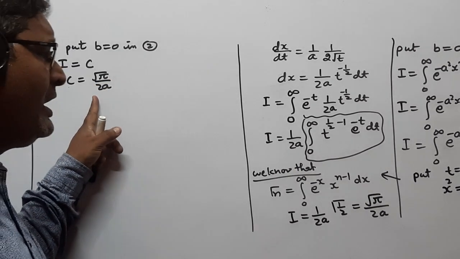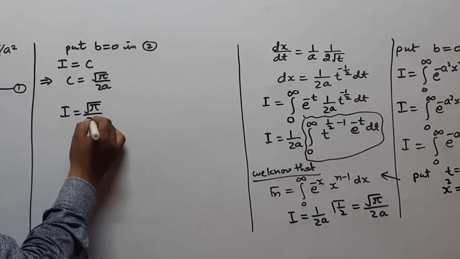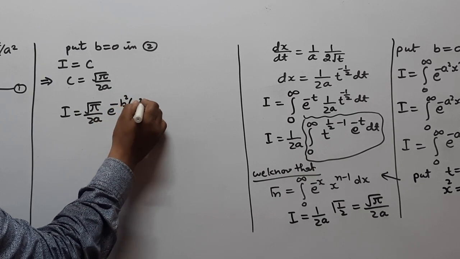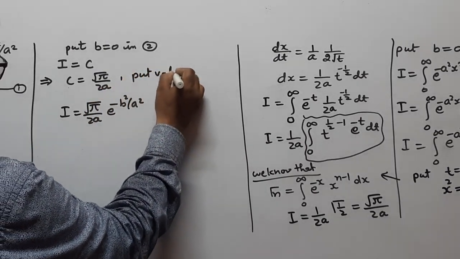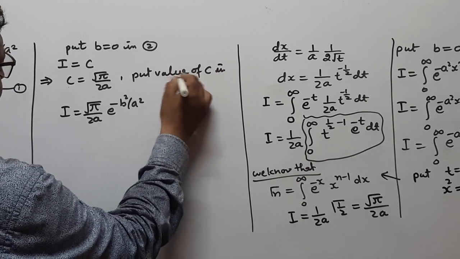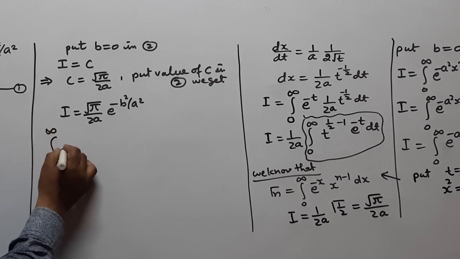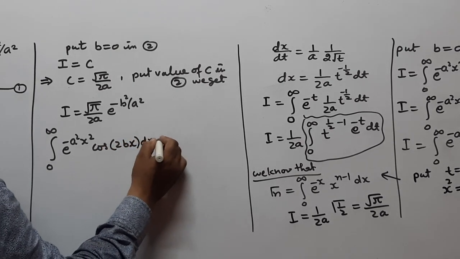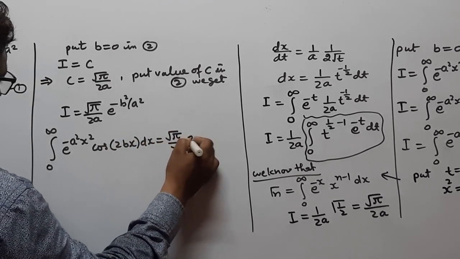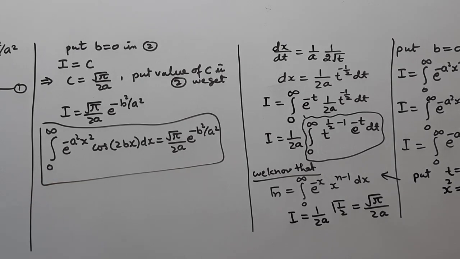Now we put the value of the integration constant in the equation, and we get root pi upon 2a e to the power minus b square upon a square. Here we put the value of C in equation 2, and we get I equal to this. So the given integral of e to the power minus a square x square multiplied by cos 2bx dx is equal to root pi upon 2a e to the power minus b square upon a square. So this is the value of the given definite integral. Thank you.